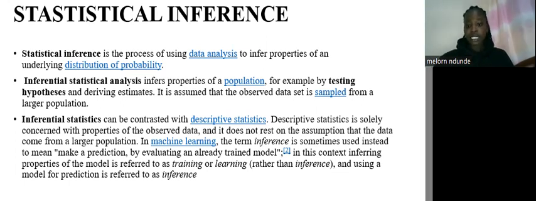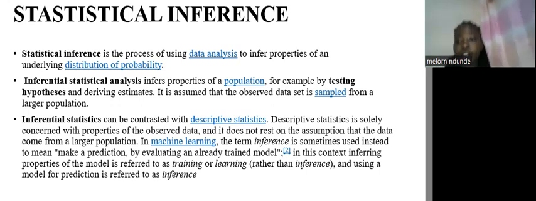In machine learning, the term inference is sometimes used instead to mean making a prediction by evaluating an already trained model. In this context, inferring properties of the model is referred to as training or learning rather than inference, and using a model for prediction is referred to as inference.